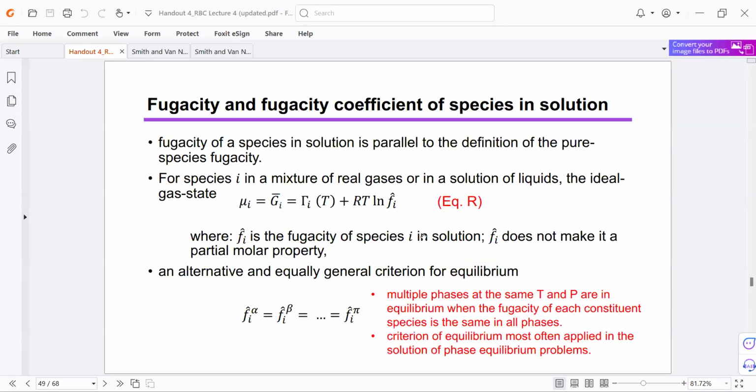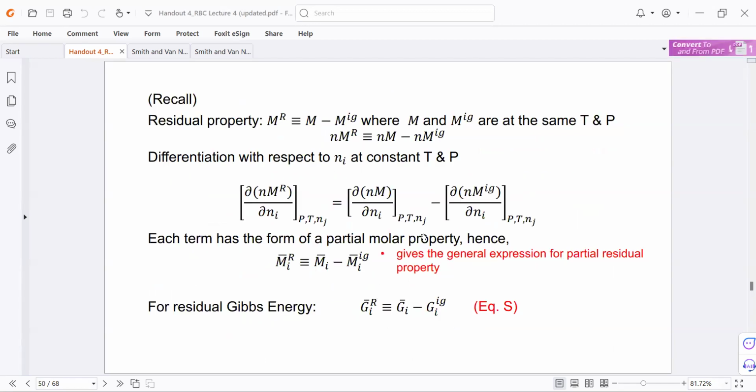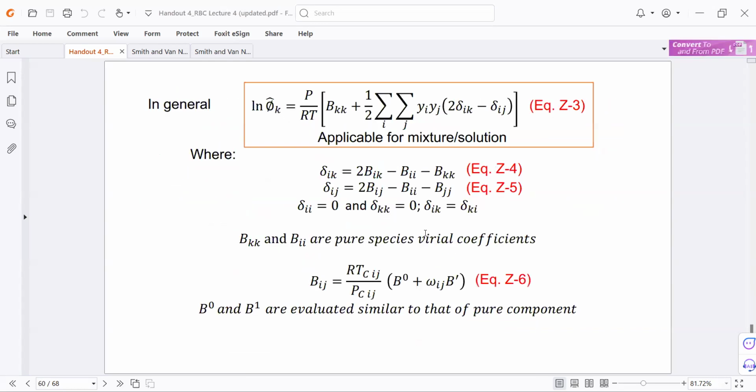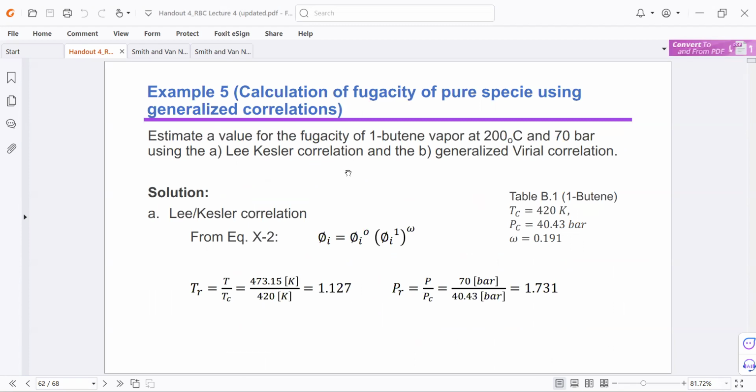So this wraps up the lesson on the fugacity and fugacity coefficient. Our next video will have a demonstration of these equations in two examples. So I will end the video for now.